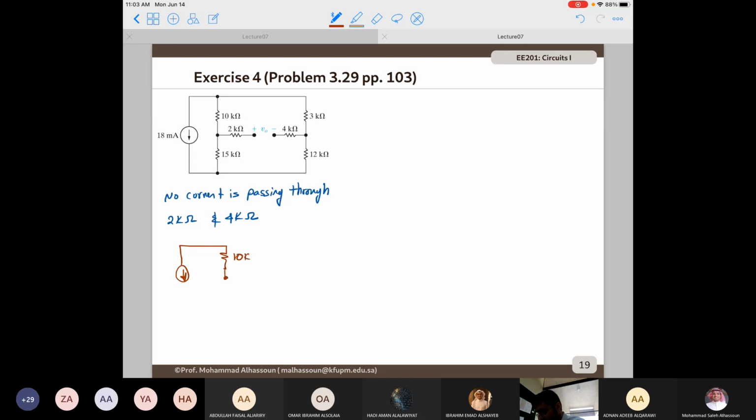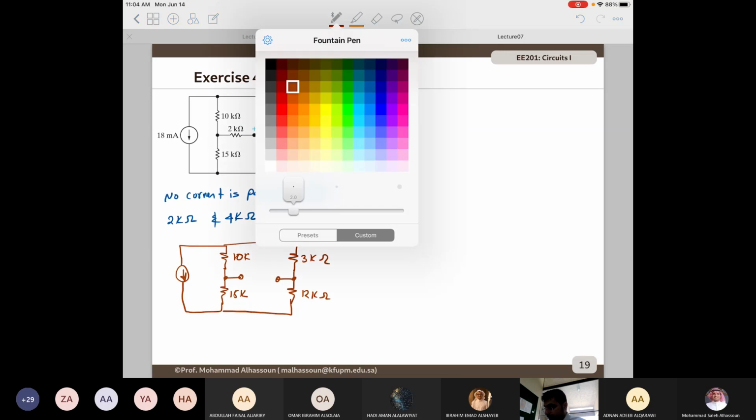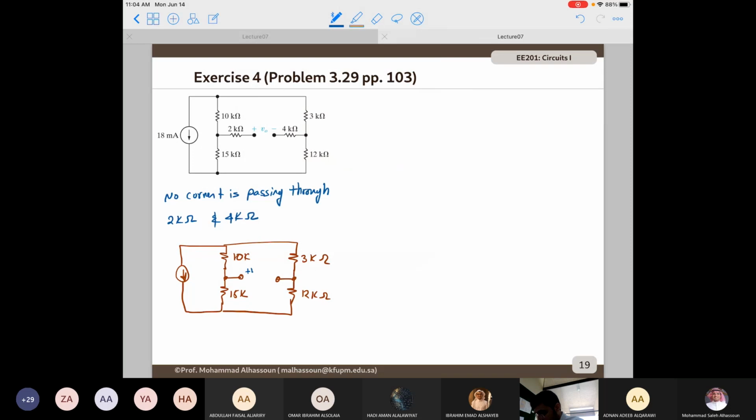So 10K, 15K, 3 kilo ohm, and 12 kilo ohm. And this one is V naught. If I call this node A and this node B, then V naught will be VA minus VB. Node A with respect to ground is the one with the higher potential, and node B with respect to ground is the one with the lower potential. So now all I'm left with is to find the voltage VA and the voltage VB.